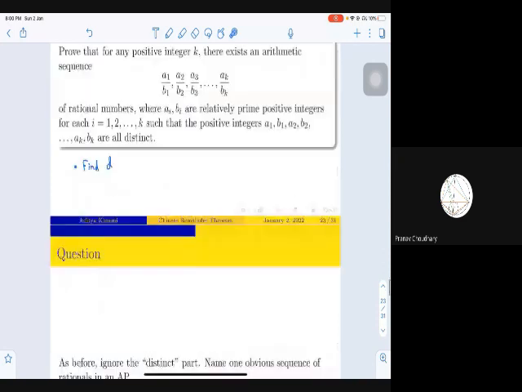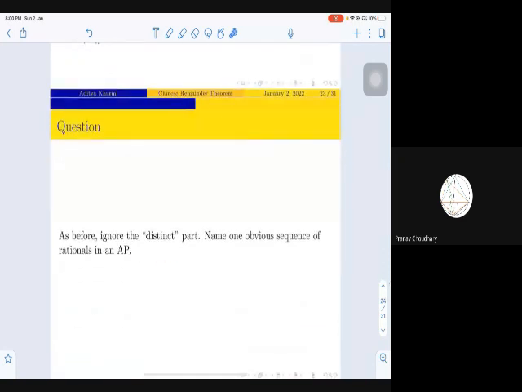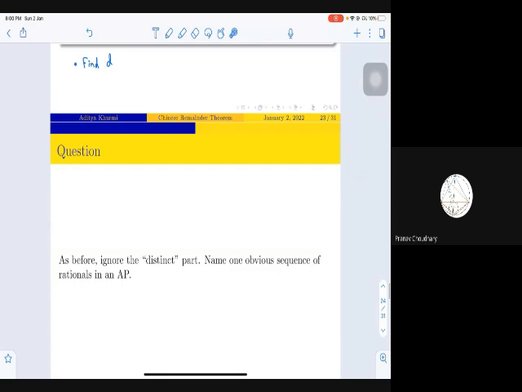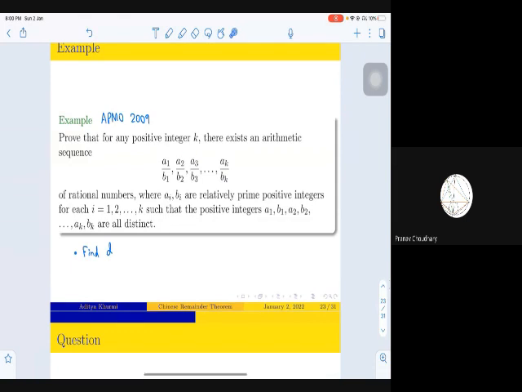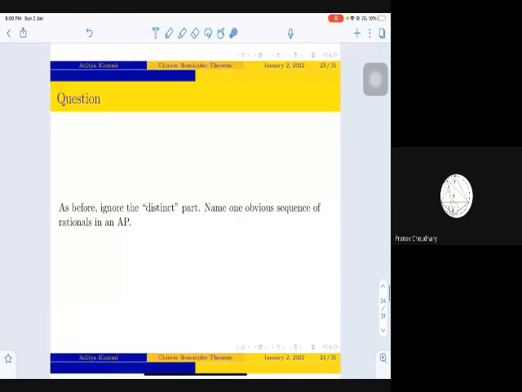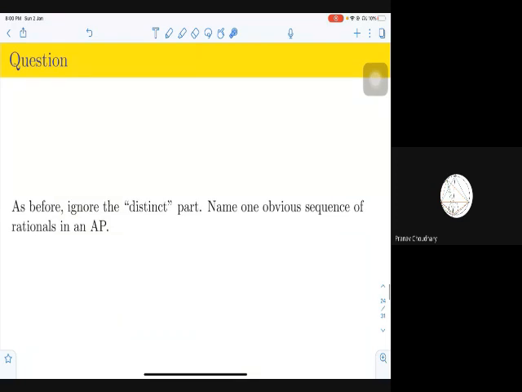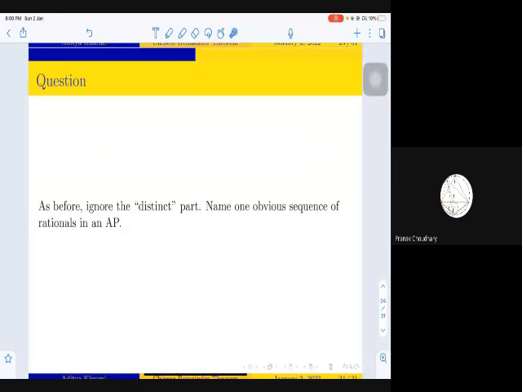So one idea you could start is ignore the distinct part. So look at the problem one step at a time. So the key condition of this problem is, of course, to find an AP sequence of rational numbers. So let's start over there. Name one obvious sequence of rational numbers that are in arithmetic progression. So keep the denominator fixed and take the numerators in AP. Yeah, that's right. Denominators are all one and numerators are just an AP.